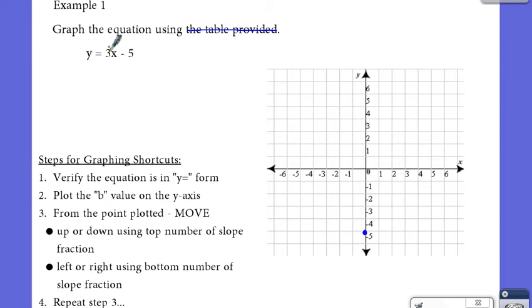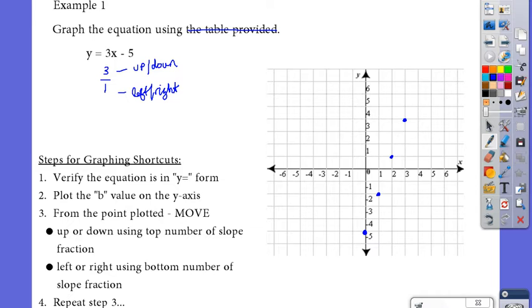Now keep in mind that's not written as a fraction, but we could write any whole number as a fraction, 3 over 1. So the top number of the fraction is your up or down. The bottom number of your fraction is your left or right. So remember that up is positive, down is negative, left is negative, right is positive. So I'm going to go up 3 and right 1 because they're both positive. Up 3, right 1. And I can repeat that step as many times as I need to until I have enough points to draw my line.